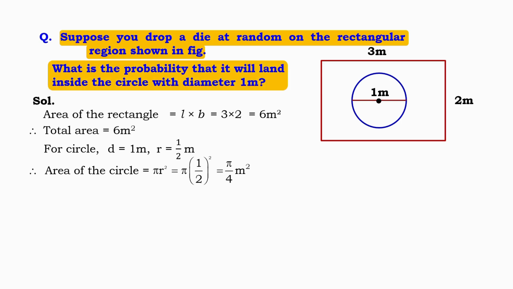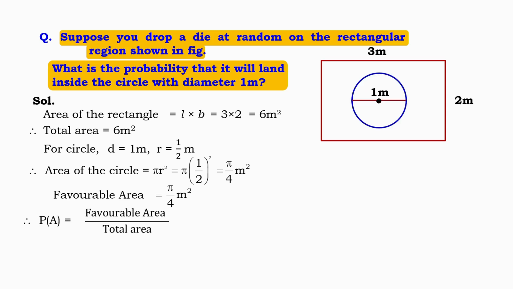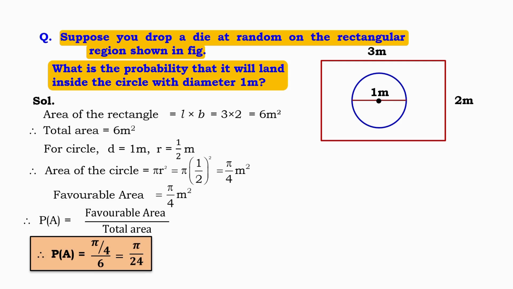So now, what is the probability that the die will land inside the circle? Okay, so the favorable area will be equal to the area of the circle, that is pi by 4 meter square. So probability of A, what is A over here? A is the event that the die will land inside the circle. So that is equal to favorable area divided by the total area. Favorable area is pi by 4 and total area is 6 over here. So if we simplify, it is coming pi by 24.